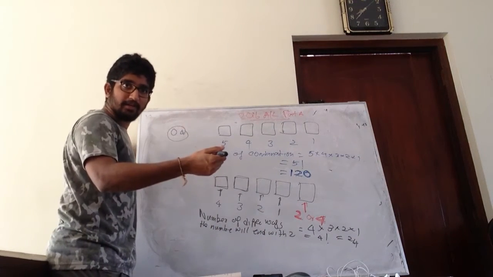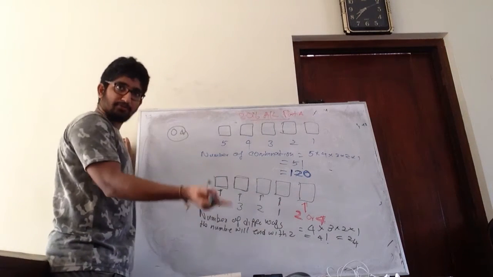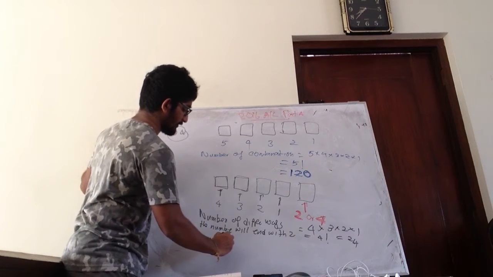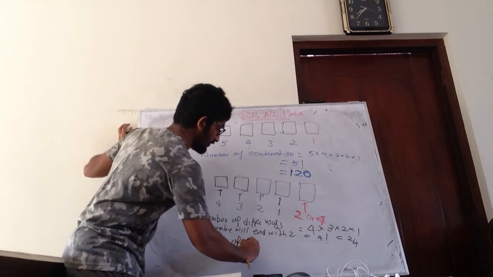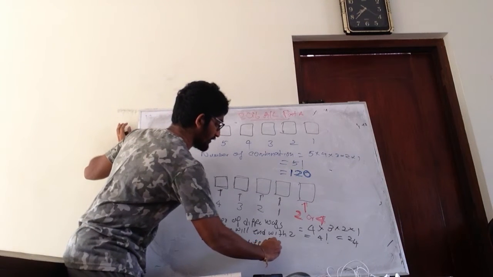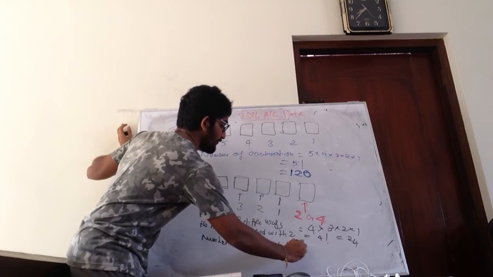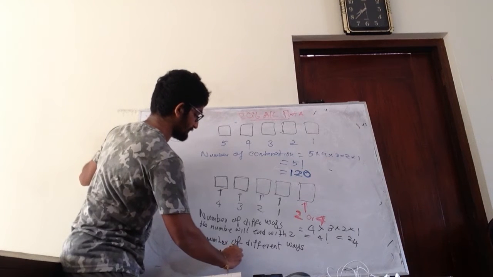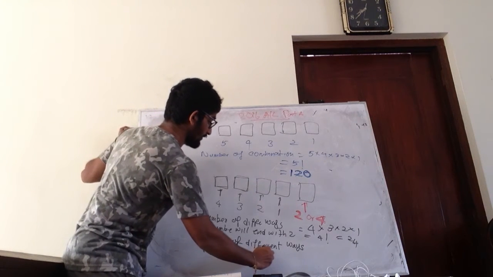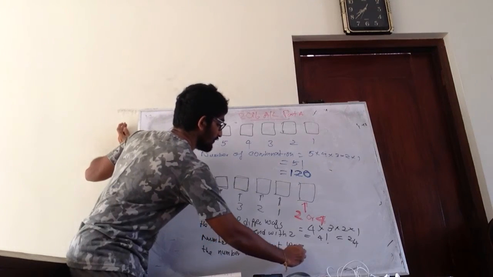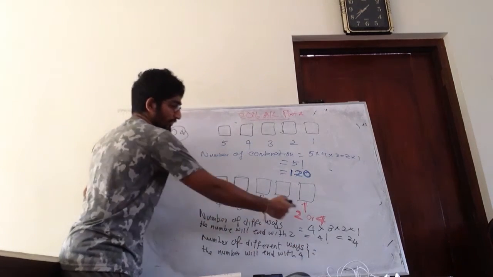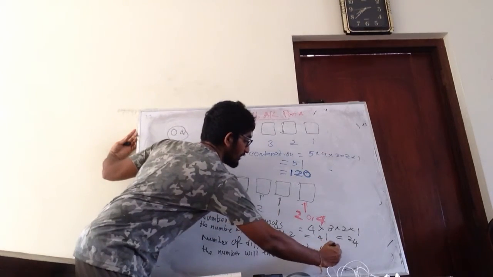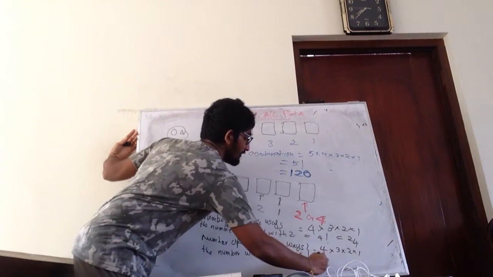In the same way, it can be 2 or it can be 4. So the number of different ways the number will end with 4 is also the same. The 4 will be there, the other things will be the same: 4 times 3 times 2 times 1. That is also 24.